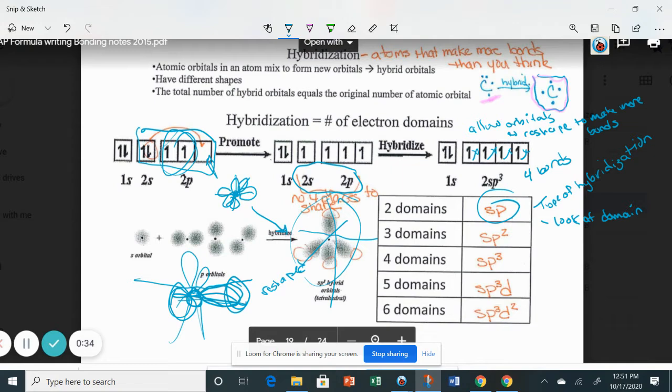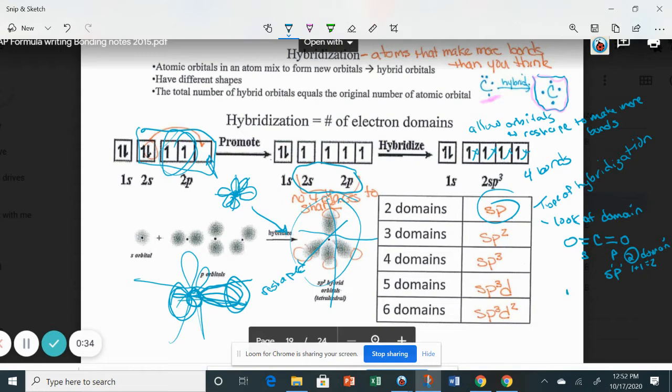Okay, if we are in a 2 domain, so when we do the lab, we're going to see that this is a 2 domain. And when we look at the hybridization on that carbon, it's an sp hybridization. So you count bonding domains. There's an s and a p. So I have sp hybridization. Notice these have superscripts of 1. It's understood to be 1. If I add the 1's together, 1 plus 1, it equals 2, and I'm in the second domain.